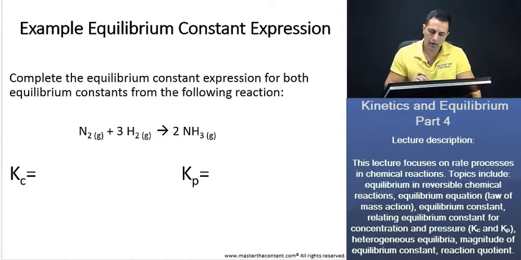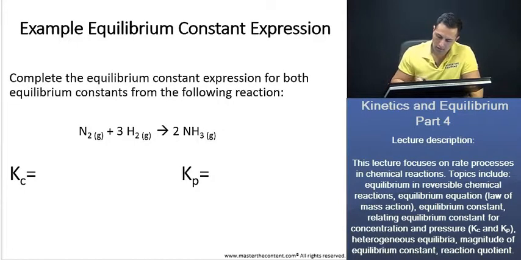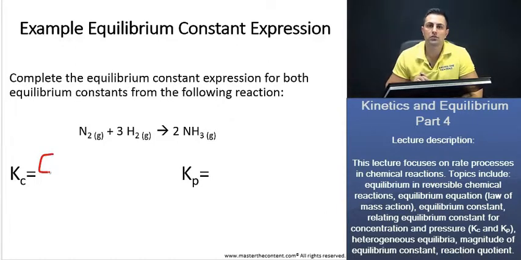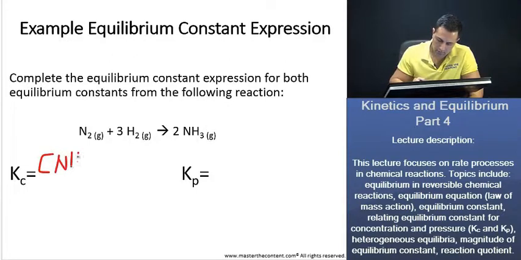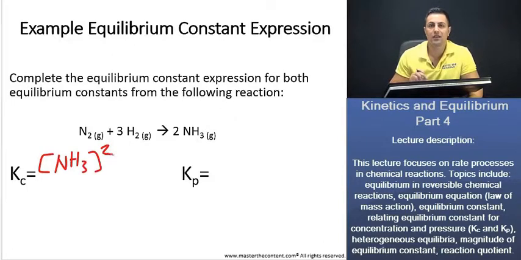Perfect. Example, equilibrium constant expression. Complete the equilibrium constant expression for both equilibrium constants for the following reaction. Okay, great. Remember, equilibrium constant expression was everything to the right of the equal sign. So looking at a reaction here, we see ammonia is being synthesized, and for concentrations, recall for constant molar concentrations, we could just use square brackets. Okay, I forgot to point that out to you guys in the previous slide. So we just have ammonia here, and it's going to be raised to the what? The second power, right? Because the coefficients are telling us that.